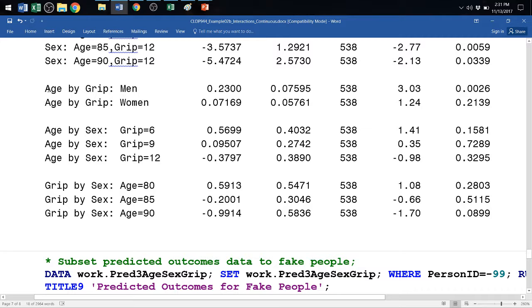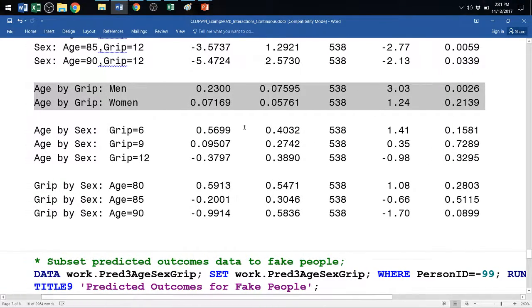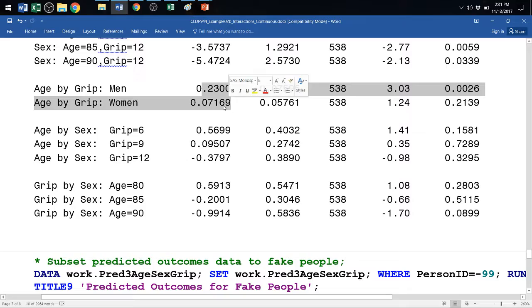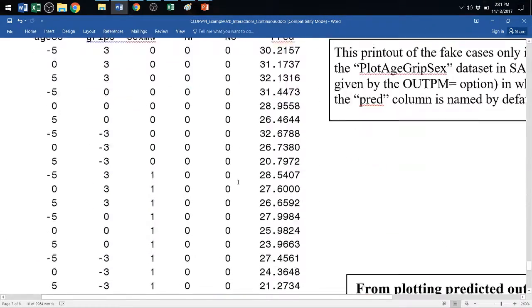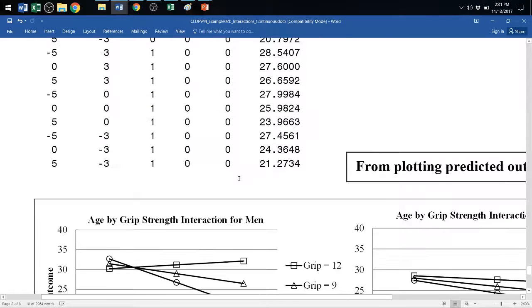So yes, here's age by grip. Age by grip matters for men, it does not matter for women. The difference between these two coefficients, though, was only marginally significant, p equals 0.09. So here's my fake people, there's my pictures, and there's the end.